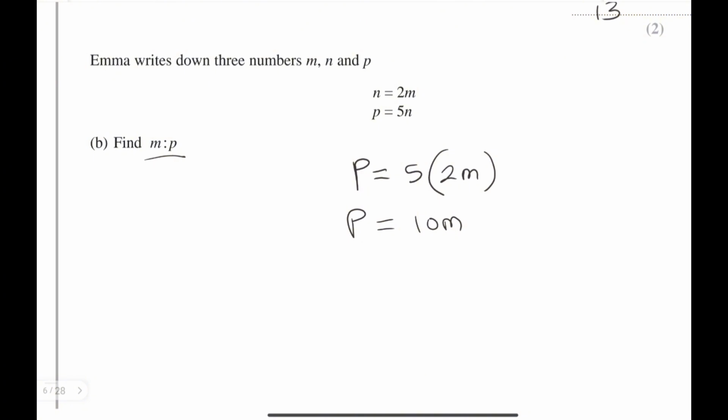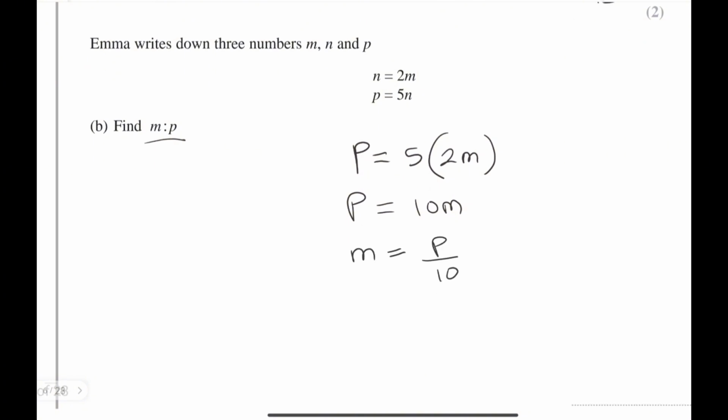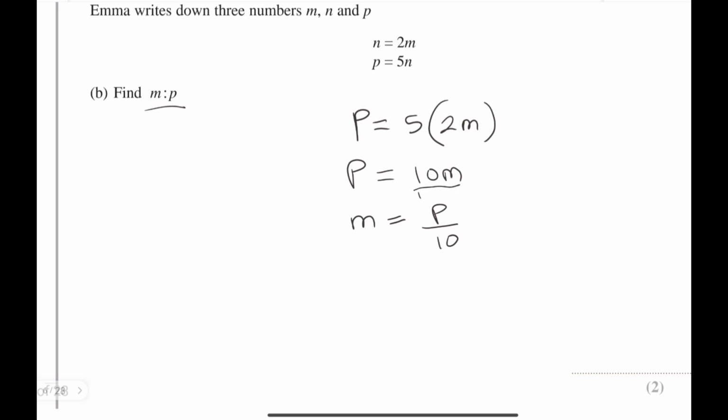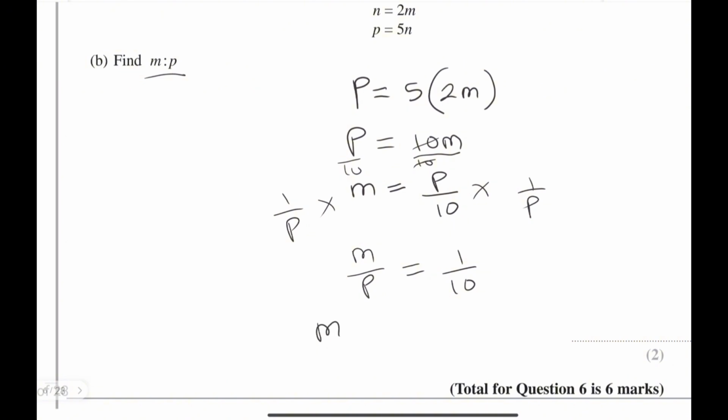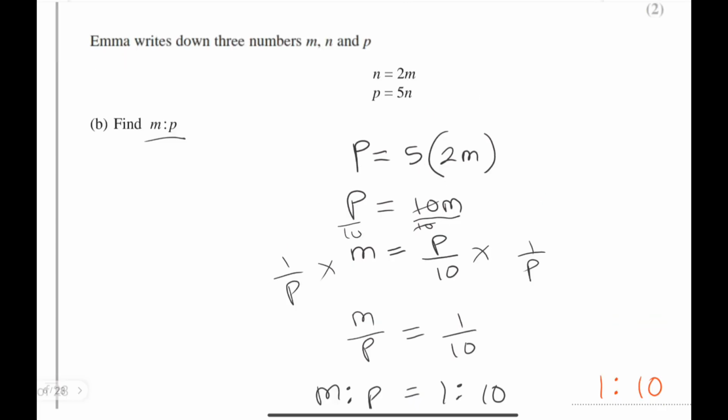So let's make M the subject. M is going to be equals to P over 10. What I did here is to divide both sides by 10, so this cancels out. So M equals to P over 10. Then multiply both sides by 1 over P. So that means M over P is going to be equals to 1 over 10. So that implies that the ratio of M to P is 1 to 10. So our answer is 1 to 10. I hope that makes sense.